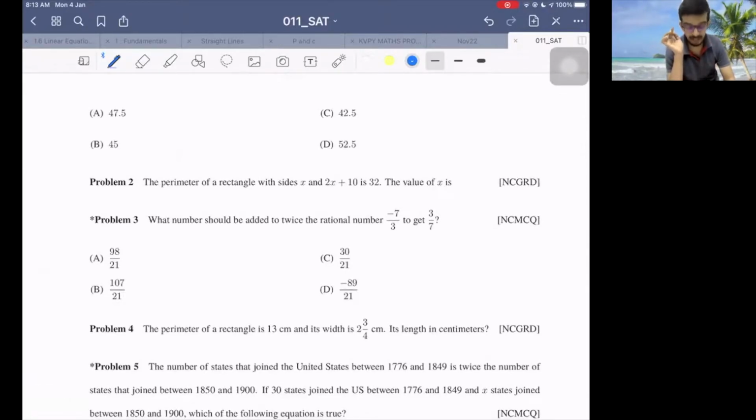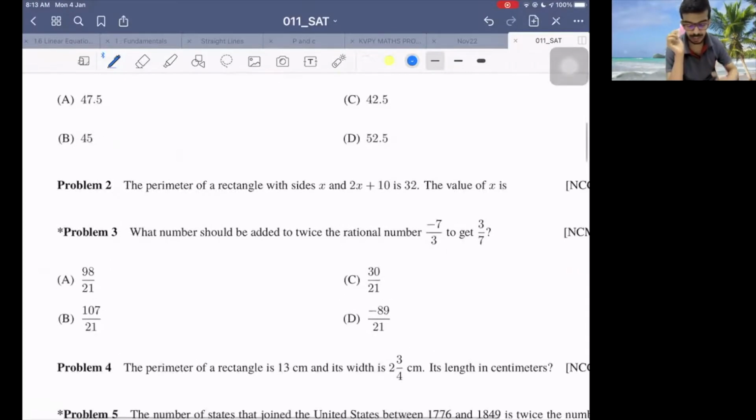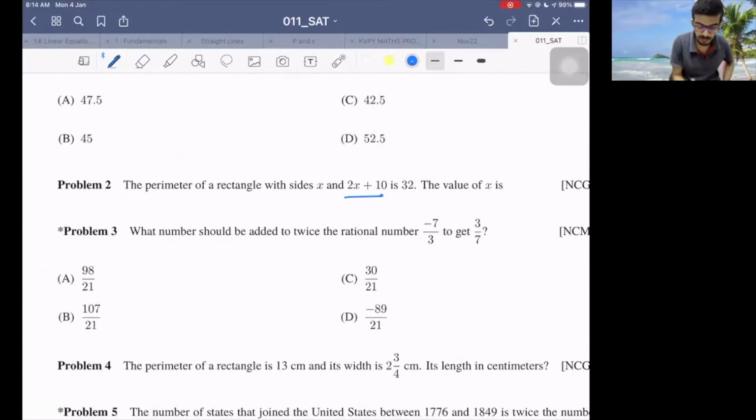The perimeter of a rectangle with sides x and 2x plus 10 is 32. What is the value of x?